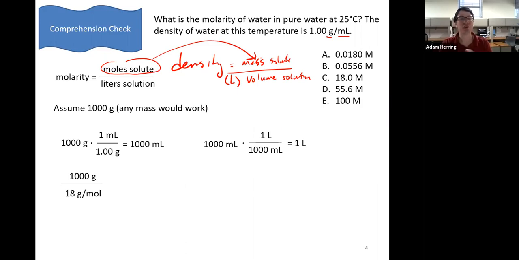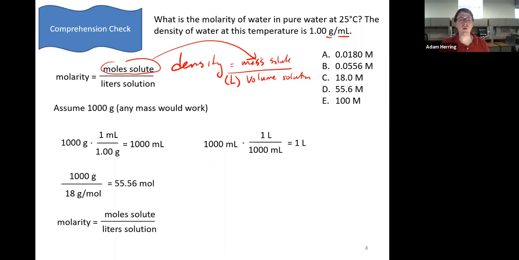If we have 1,000 grams of water, we can determine the number of moles of water that we have by dividing by the molar mass. This will get us then 55.56 moles. When we divide this by the volume, that gets us the molarity. So our molarity is 55.56 moles of water per 1 liter of solution. Or in other words, 55.56 capital M for molarity.